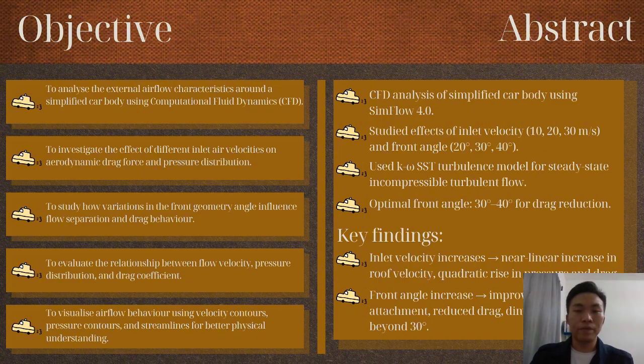Second is to investigate the effect of differences in air velocities on the aerodynamic drag force and pressure distribution. Third is to study how variations in the front geometry and angle influence flow separation and drag behavior. The fourth is to evaluate the relationship between flow velocity, pressure distribution, and drag coefficients. And the last objective is to visualize airflow behavior using velocity contours, pressure contours, and streamlines for better physical understanding.